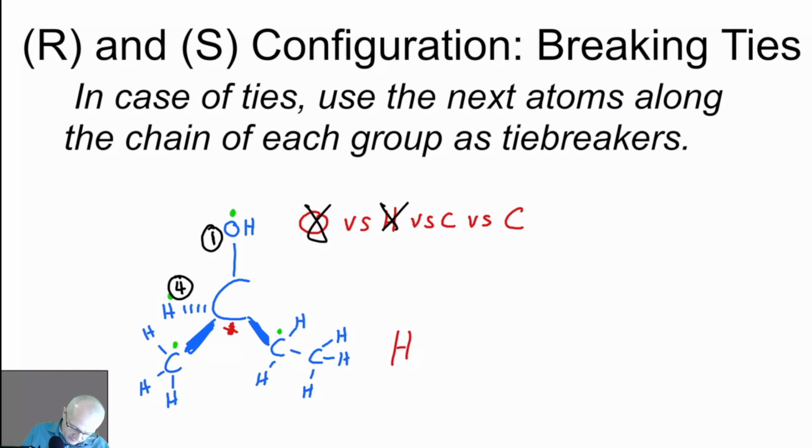So hydrogen versus, and this hydrogen comes from here. So I jumped out to here, let's say. From here, I can jump out to hydrogen, hydrogen, or carbon. So that's where I'm going to jump to. I'm going to jump to carbon because that's where the difference is. So it's going to be hydrogen versus carbon. So we know that carbon has the higher atomic number. So this group will be group number 2. And this will be group number 3. And that's how you would assign it with a tiebreaker.